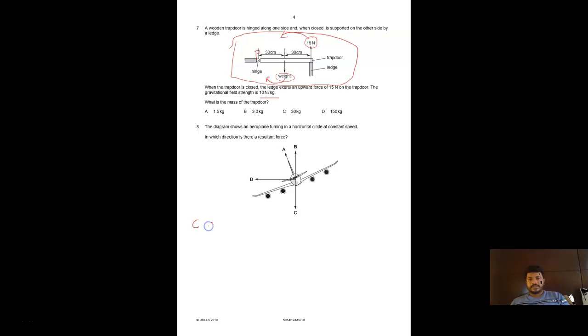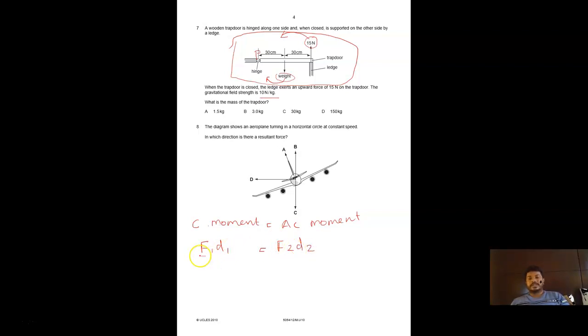So clockwise moment is equal to anti-clockwise moment. The clockwise moment is from the weight, so the formula is F1 D1. This is the moment formula, force times perpendicular distance. The anti-clockwise moment is produced by the upward force of 15 Newton, so the formula is F2 D2.